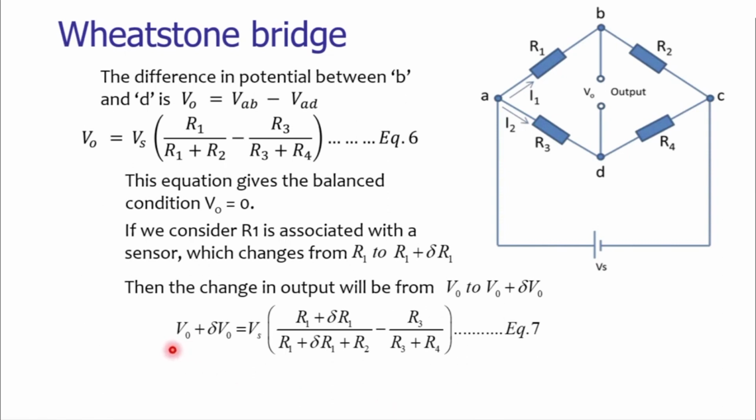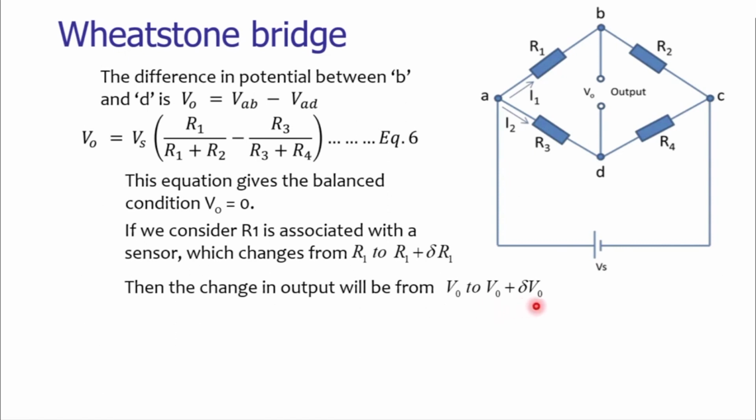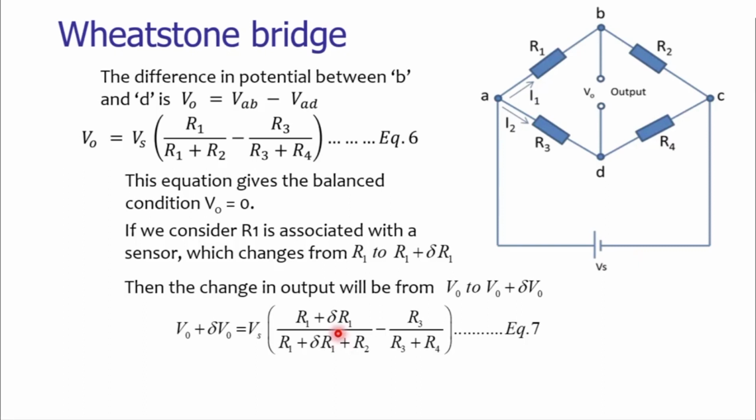Now we know the correlation of VO, that is from equation 6. Now as there is a change in voltage from VO to VO plus delta VO due to change in resistance value of R1 to R1 plus delta R1, let us use that change in resistance at R1 as R1 plus delta R1, and we got the correlation as shown. So VO plus delta VO is equal to VS into this term.